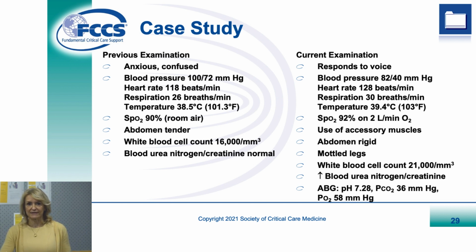Now, I always say go big or go home. I would have put a mask on and just cranked it up. I mean, you can't do any harm with increasing his oxygen saturation. He's using his accessory muscles. His abdomen is now rigid and he has mottled legs. His white count is 21. BUN and creatinine are elevated, and he has blood gas evidence of a metabolic acidosis.